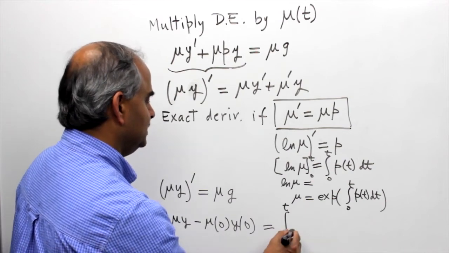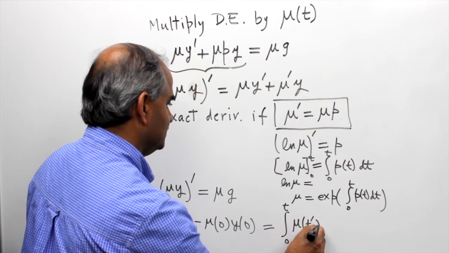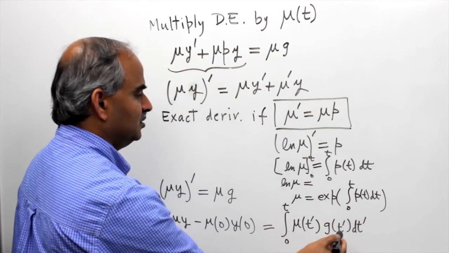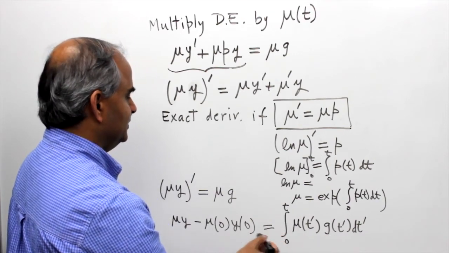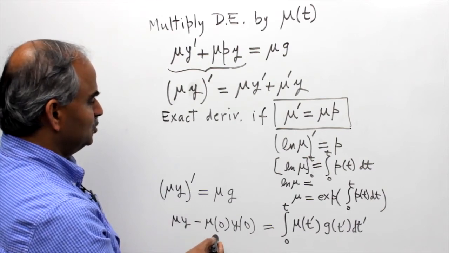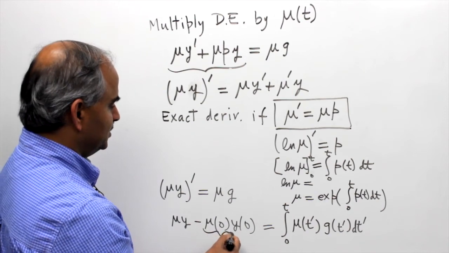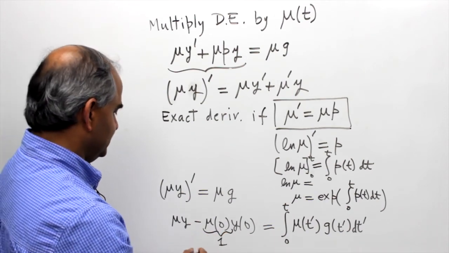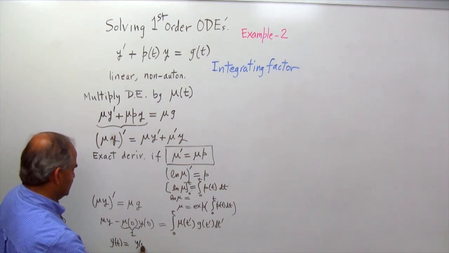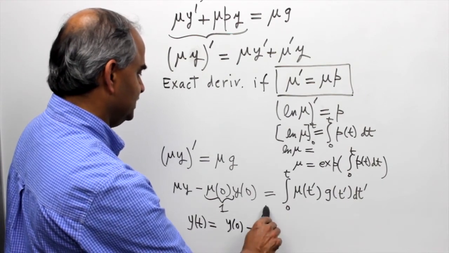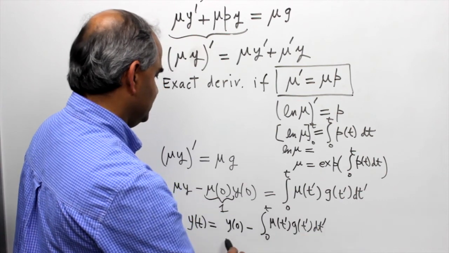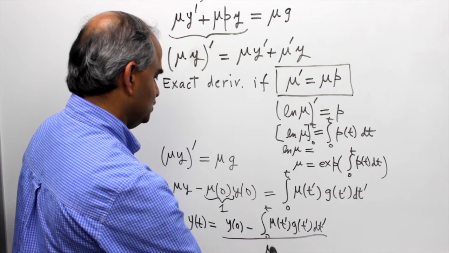Just to get the notation completely free of any ambiguity, we can say that this integration is carried out over a dummy variable t dash, which is varying over the interval 0 to t. That's the integral of this product over the interval 0 to t. This is now almost the final form of the solution. All we have to do is move these things over to the right hand side, and remember that we had previously assumed that mu of 0 is equal to 1. So the final result is that y of t is equal to y of 0 plus this integral from 0 to t of mu of t prime g of t prime dt prime, the whole thing divided by this value mu of t, which we have already determined.